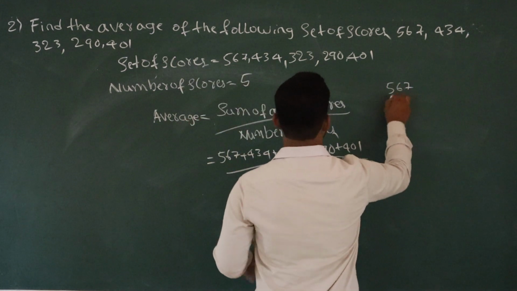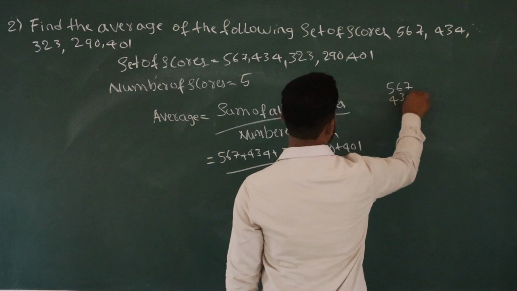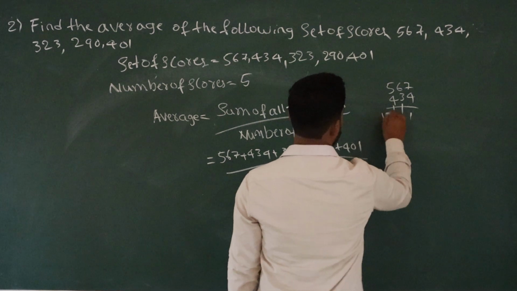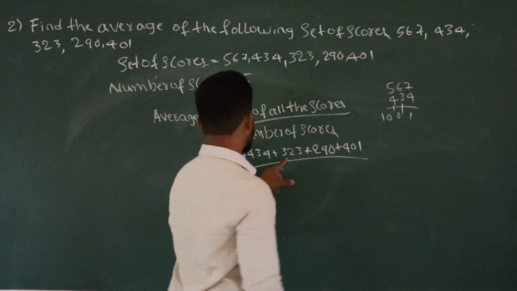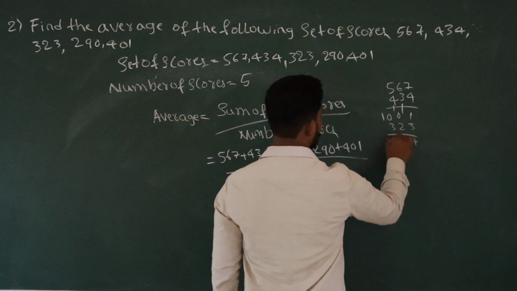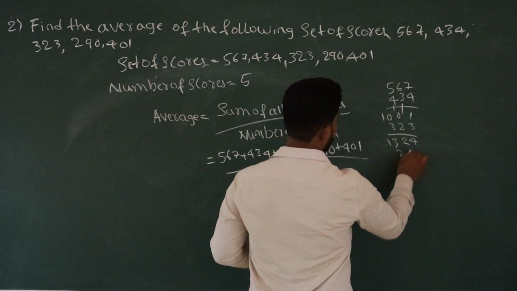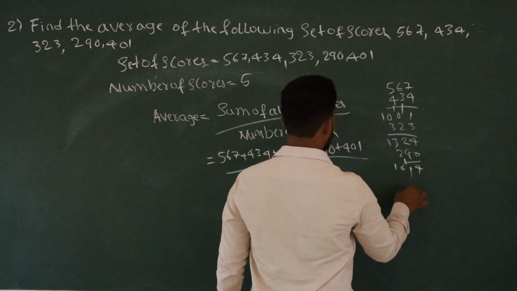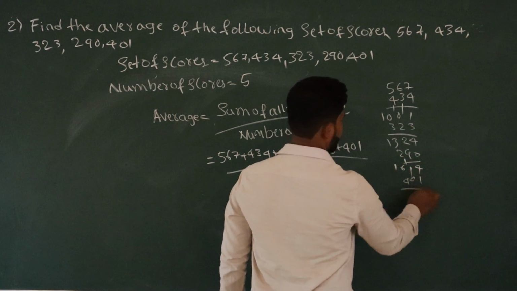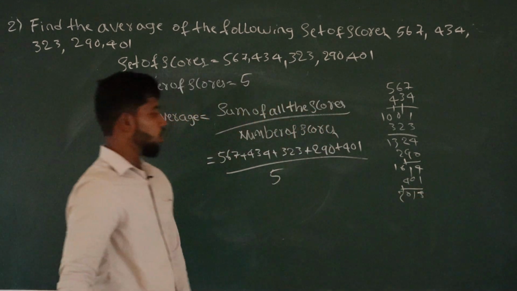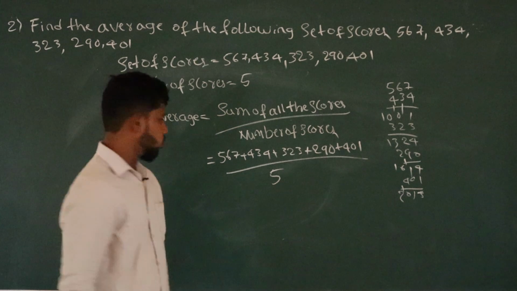Now if you are going to add these numbers, how much are you getting? 567 plus 434, you will get 1001. Plus 323, you will get 1324. Plus 290, you will get 1614, and plus 401, you will get 2015. You will get 2015.